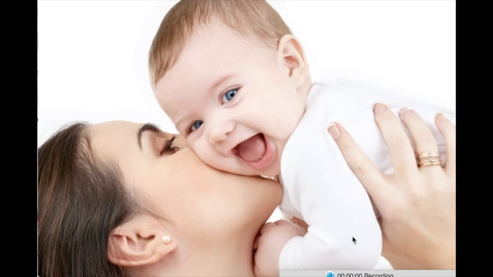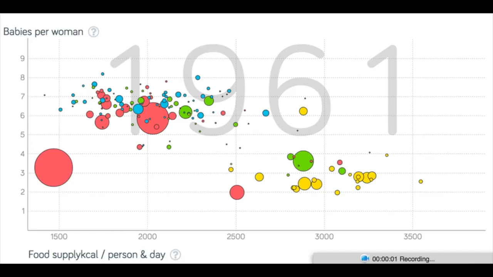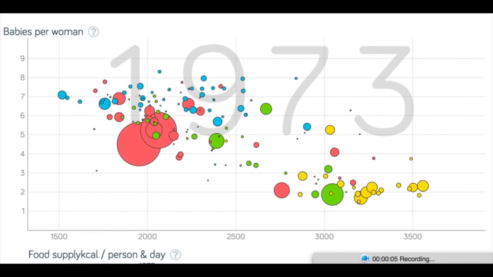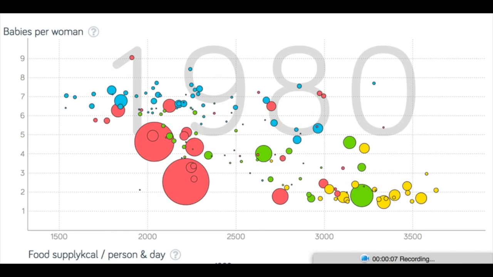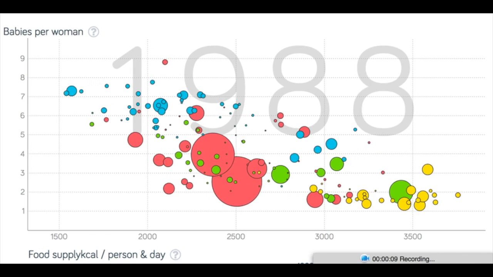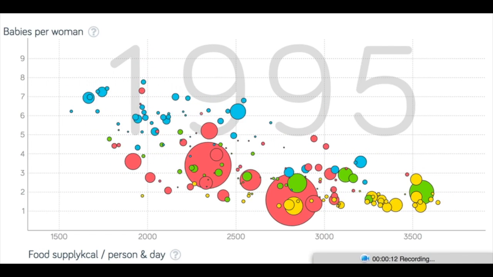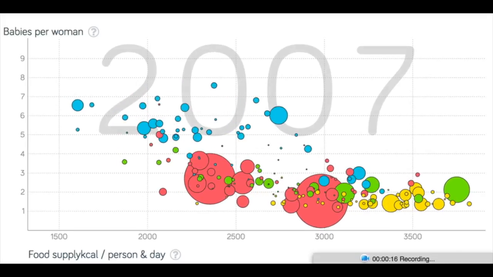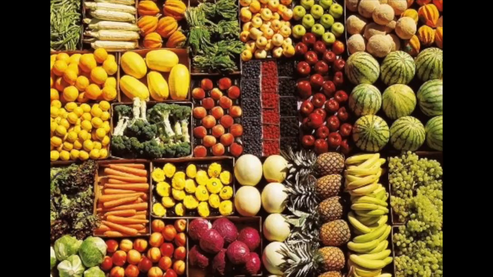Another relationship we analyzed was the impact of food security and nutrition on babies per woman. Firstly, we found a negative correlation between food supply per person per day and babies per woman. We found certain regions clustered around similar amounts of babies per woman, with African countries having the highest number of babies and least amount of food. Asian and American countries in the middle, and European countries and the United States with the lowest number of babies and greatest amount of food.